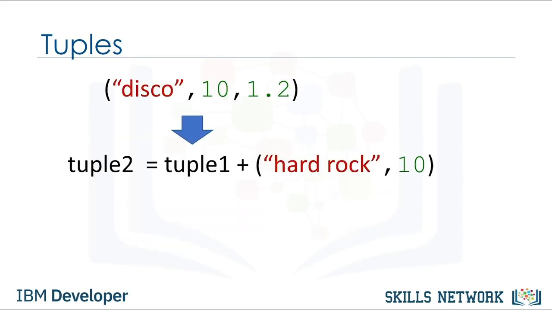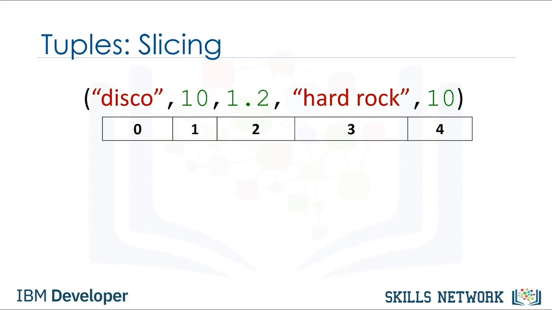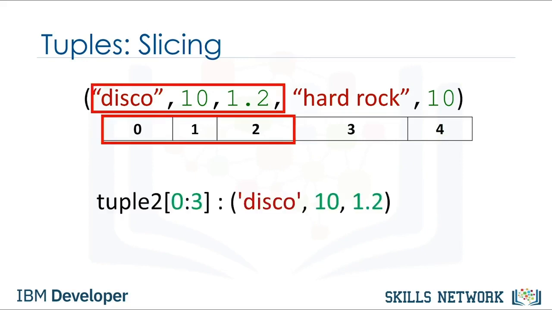We can concatenate or combine tuples by adding them. The result is the following, with the following index. If we would like multiple elements from a tuple, we can also slice tuples. For example, if we want the first 3 elements, we use the following command. The last index is 1 larger than the index you want.